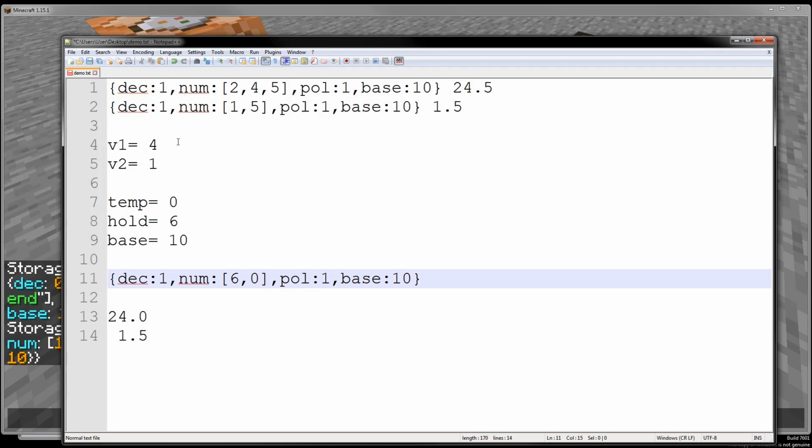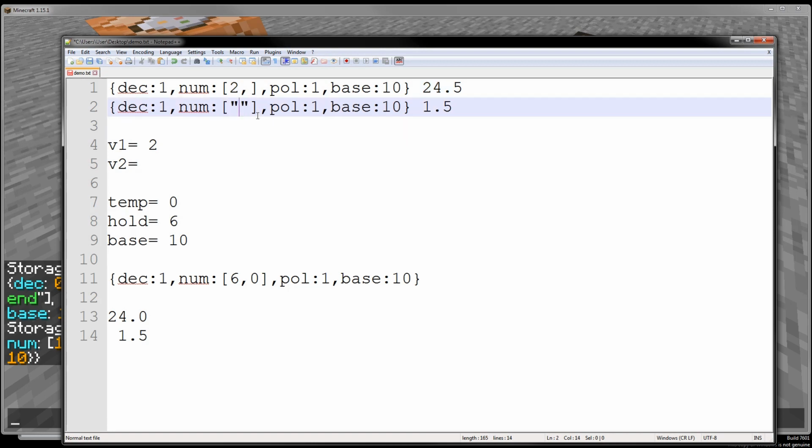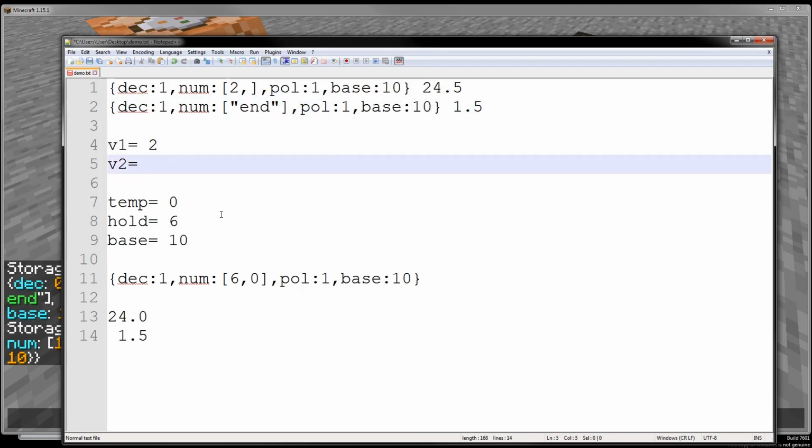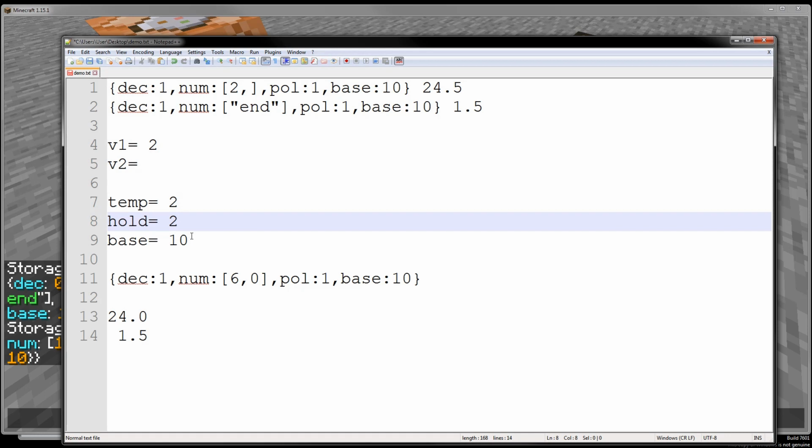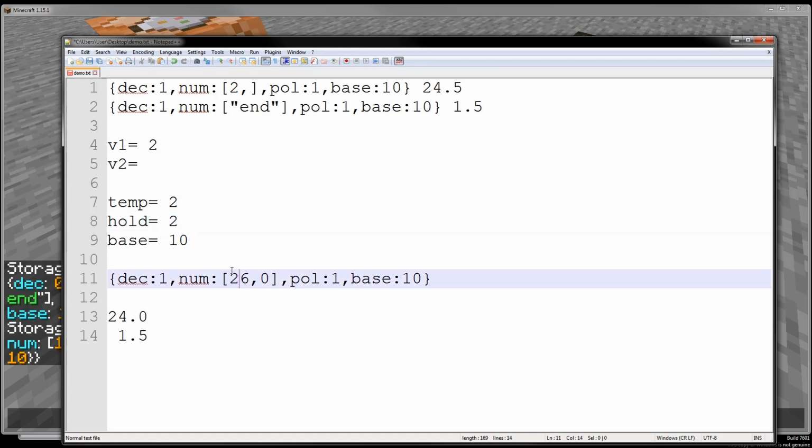And then the last operation I do is value 1 would be 2. And then value 2 is null because there's nothing left in this array, since I'm removing all these numbers. Once it hits the end, it becomes an array with the value end within it, so that's a null value basically. My temp value, I then add 2 to, which shifts over to my hold value, and since it's less than that, I prepend it, giving me 26.0 with a decimal point of 1 shifted over.